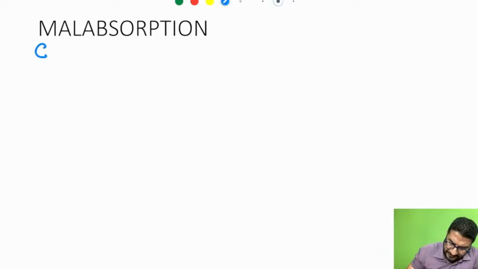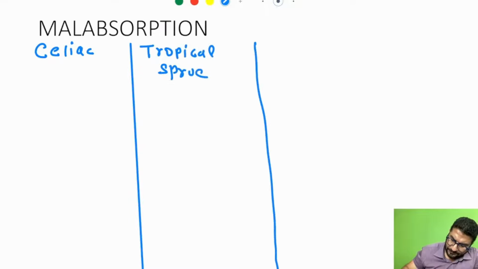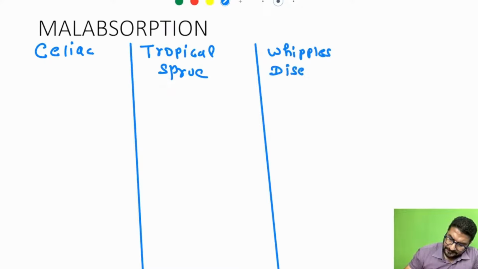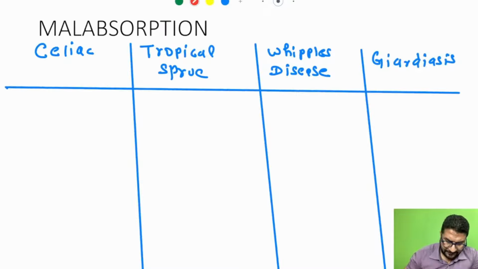So remember, we have celiac sprue. Second important one to remember is tropical sprue. Third important disease which you have to remember is called Whipple's disease. And fourth one is giardiasis. Just these four are significant. So now let's understand one by one.